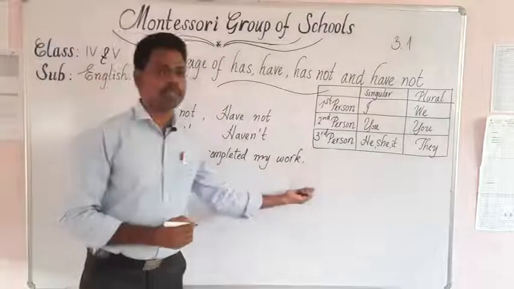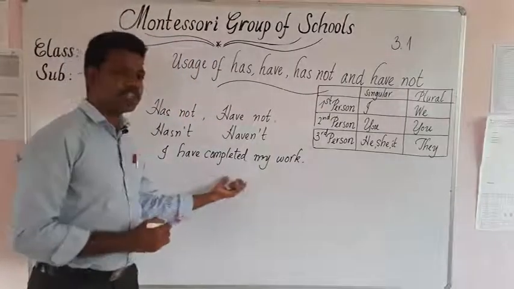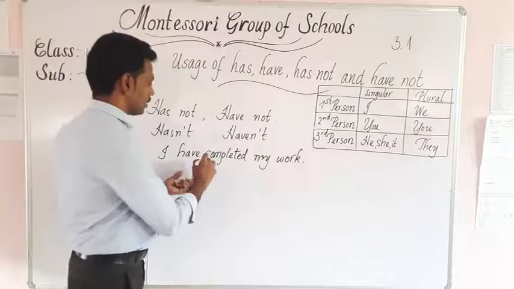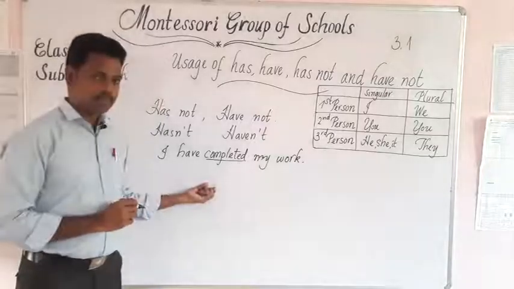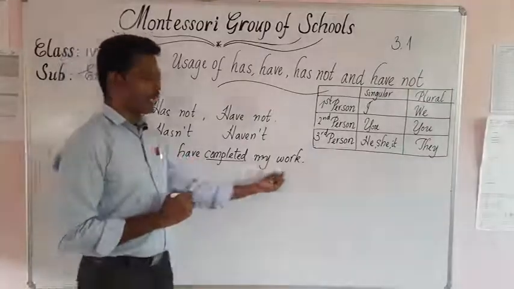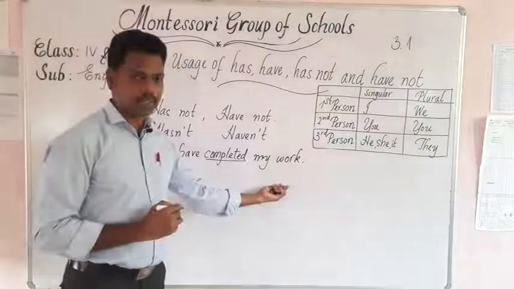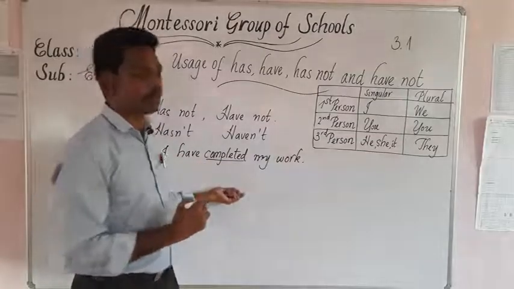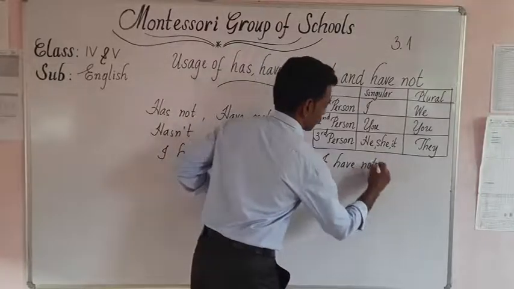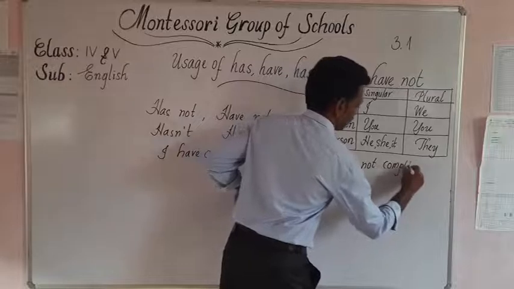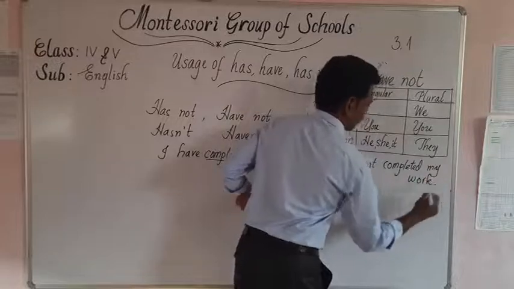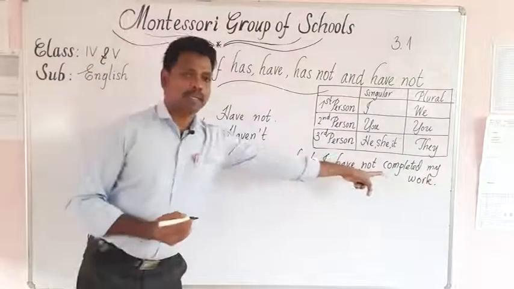I have completed my work. Do you remember which case it is? So here, have is working as the helping verb. The verb here is completed. So here have is working as a helping verb. So what would be the negative form of I have completed my work? I have not completed my work.